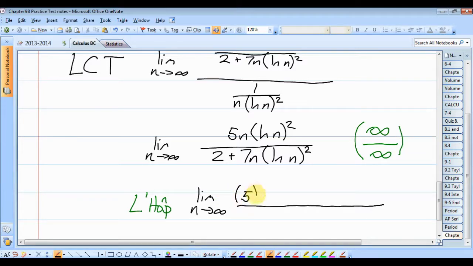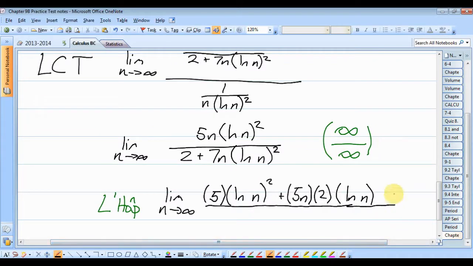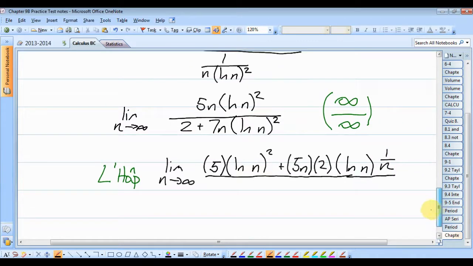So the derivative of 5n is 5 times the natural log of n squared plus 5n. Hey, what's the derivative of something squared? 2 times the something times the derivative of the something. What's the derivative of natural log of n? 1 over n. Good. Very nice. Okay, what's the derivative of 2? 0. All right, isn't this derivative pretty much the same thing as the numerator? Yeah. Take every 5 and replace it with a 7.